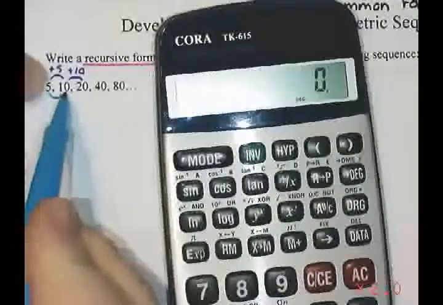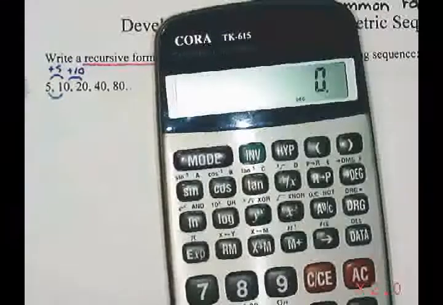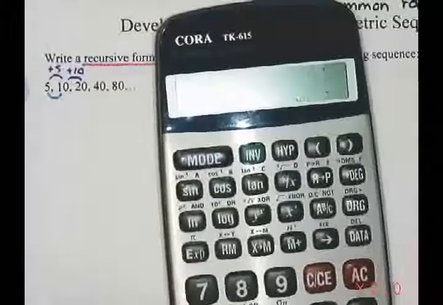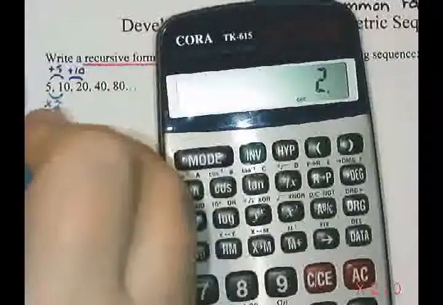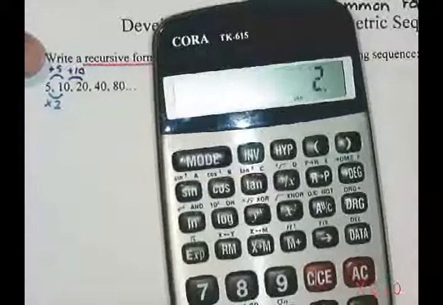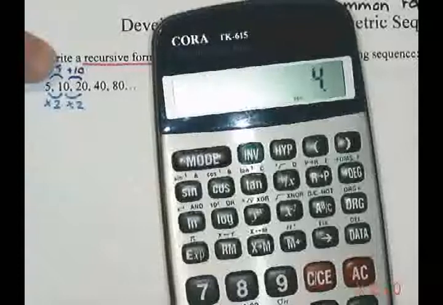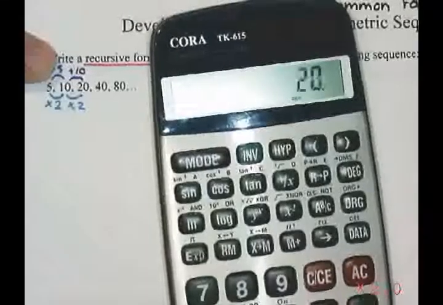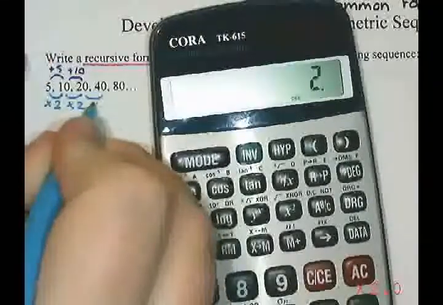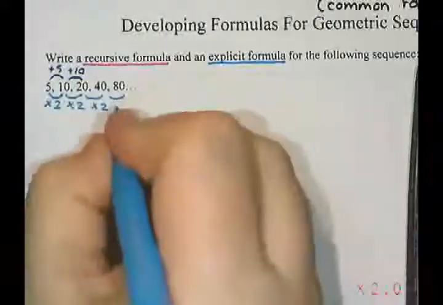So to get from 5 to 10, an easy way to check is to take the second number and divide it by the first. So 10 divided by 5, we multiplied by 2. If I do 20 divided by 10, we multiplied by 2. 40 divided by 20, we multiplied by 2. And 80 divided by 40, we multiplied by 2.